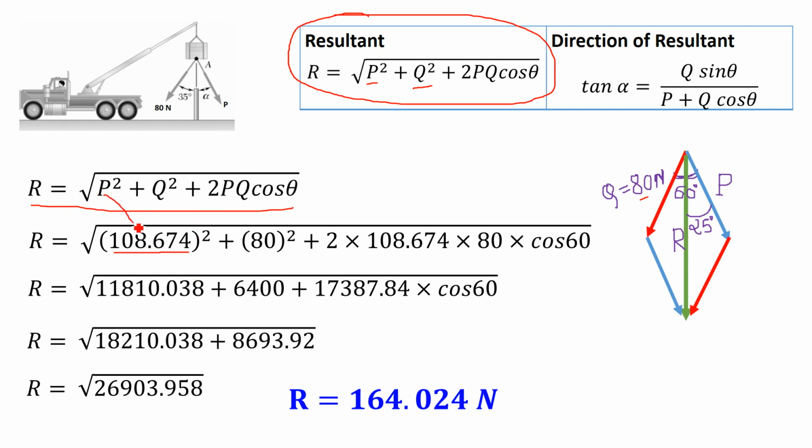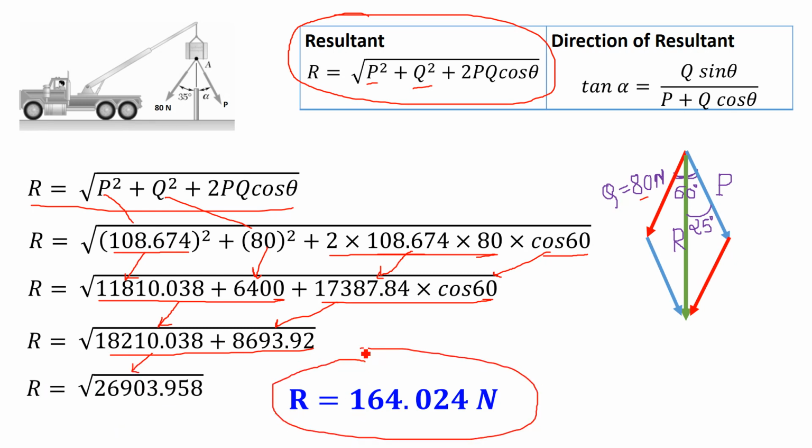So P square means 108.674 square, Q square is 80 square, and 2 into P into Q cos theta, that is cos 60. If you calculate this, it comes like this. This 80 square is 6400. This 2 into PQ comes to this, and this is cos 60. If you simplify, the addition of these two: the first term is this, and this into cos 60 is this. The summation of these two numbers comes to this, and if you take the square root of this value, R is equal to 164.024. This is the magnitude of the resultant, that is your second unknown.